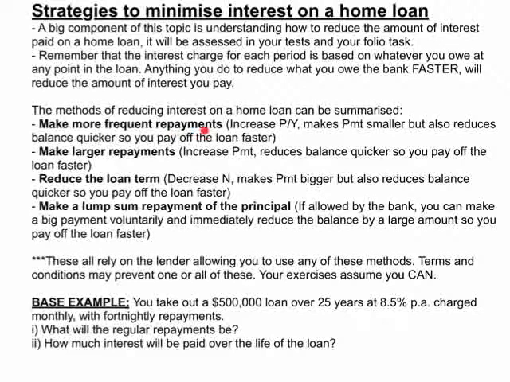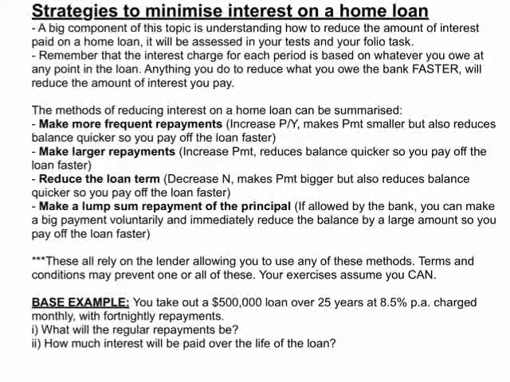The first one is making more frequent repayments. If you increase P per Y, the payments per year, that'll make your payments smaller. But even though they're smaller, you're reducing the balance more quickly. You're reducing it more often. So the interest percentage calculation is based on a smaller and smaller number more regularly, so you pay off the loan faster. The second way of reducing the interest on a home loan would be to make larger repayments.